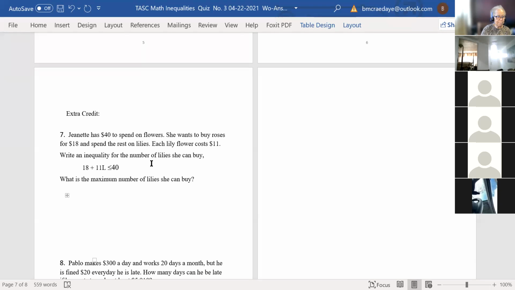Now, Mercedes, why do I have 18 plus 11L? Whenever you may pause, my screen goes blank all the time. I don't know why. But it came back now.